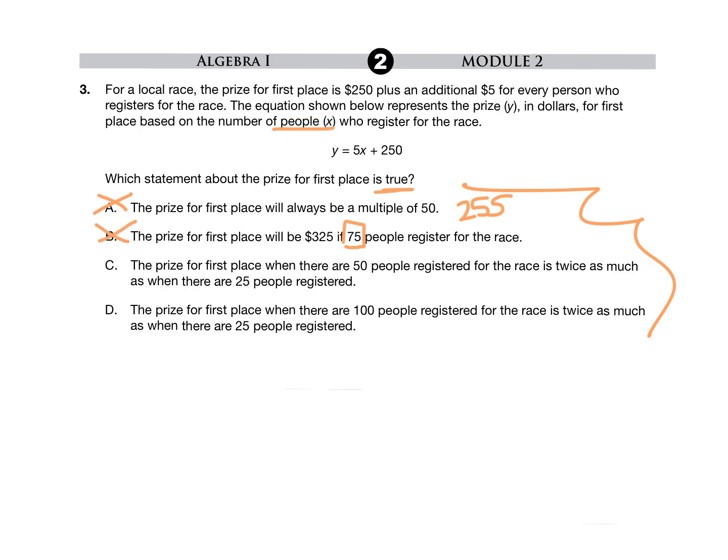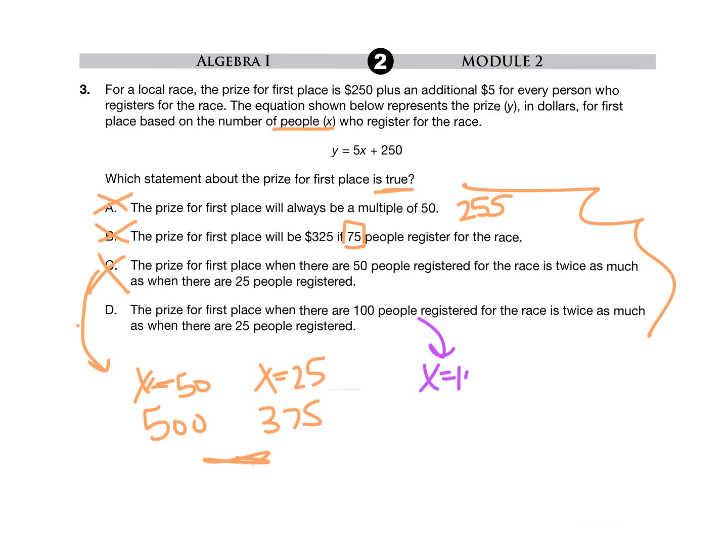C and D, we might actually have to do a little bit of math with this guy. So for C, I said, well, okay, if there's 50 people registered, x equals 50 here, that means I'd have $500. If x is 25, that means it's 375. And that is not a twice as much relationship. So it's not going to be C. And I'm going to double check D here to make sure that's right before I choose it. Again, if I check this and I get x equals 100, that means it's a $750 prize. And again, if the x is 25, then that's a $375 prize, which is twice as much. So there's your proof that D works.